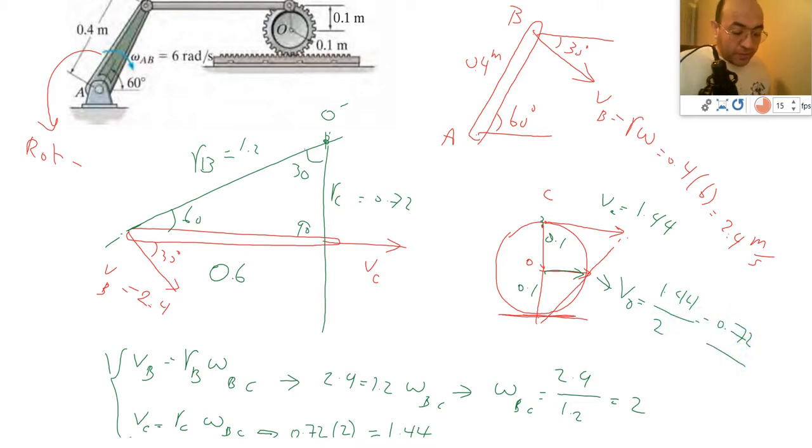Which is 0.72. Okay, thank you very much for watching this video on how to identify the center for zero velocity, and use that, by knowing the velocity of one point, to find the velocity of the other point. The next lecture we have in a minute is going to be about relative acceleration.